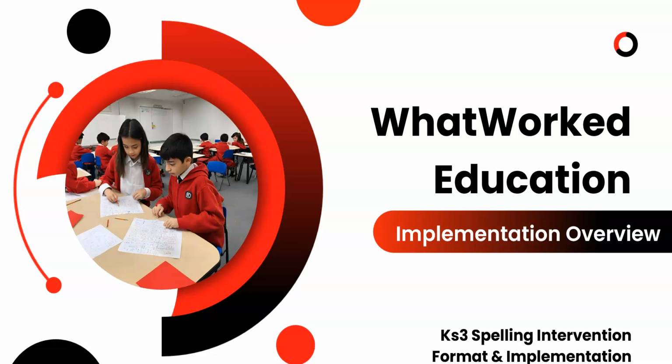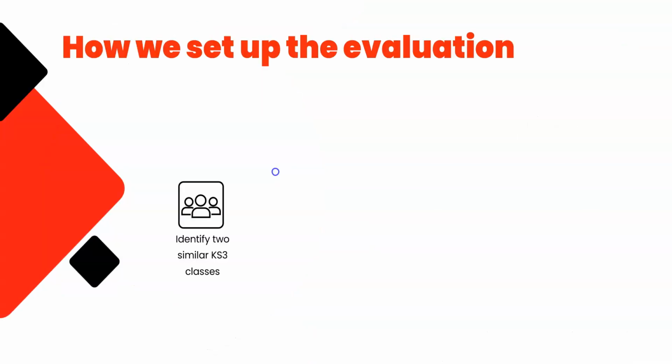The implementation overview video for the Key Stage 3 spelling intervention. How do you set up the evaluation in your school?